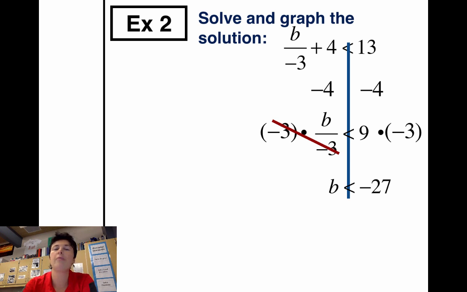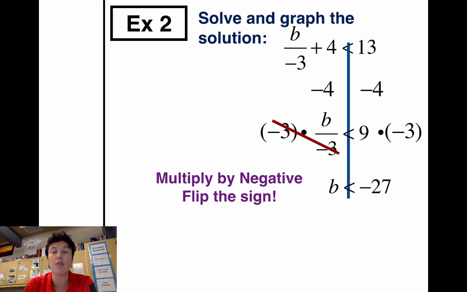Now this is the one you have to be careful about. In class we've been talking about when you multiply or divide by a negative, it's kind of a weird case. You have to flip the symbol. We talked in class about the reasons for this, but yeah, you've got to flip that sign around. So I'm actually going to change it to b is greater than negative 27. b is anything bigger than negative 27.